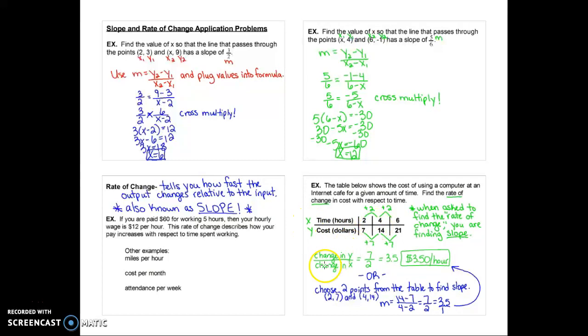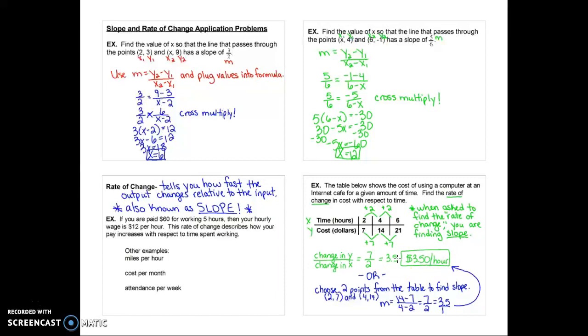So now we're finding our change in y over our change in x. Now we have two different ways of doing this. Change in y means what's happening between your y values. So between 7 and 14, I'm adding 7. Between 14 and 21, I'm adding 7. So my change in y is a positive 7. My change in x is a positive 2 because between these two x values, I'm adding 2. Between these two x values, I'm adding 2. So my change in x is a positive 2. That's how much it's changing between each x value. So 7 over 2 is the same thing as 3.5.